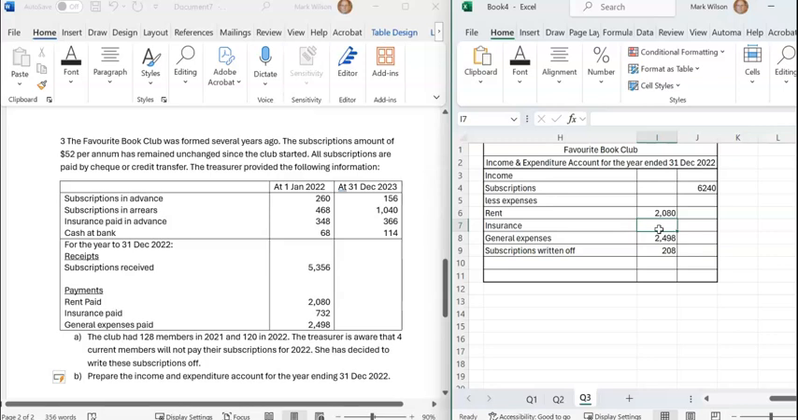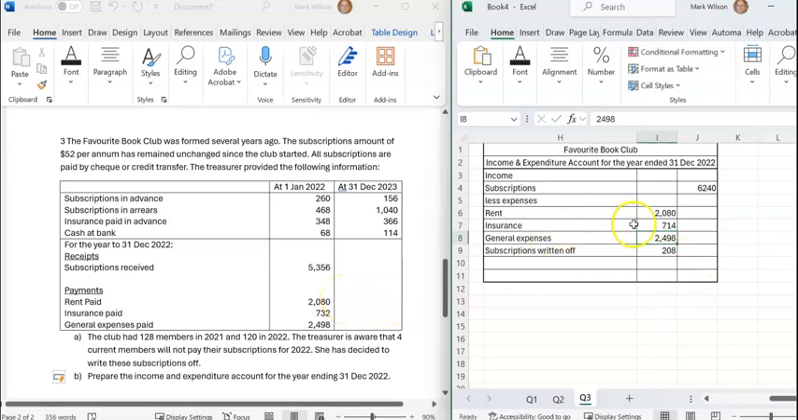So the insurance, we had paid in advance. So that was paid from last year. So it is an expense this year. So we're going to go equals 348, because that belongs this year, not last year. We're going to add what we've paid this year, which is 732. And we're going to minus what's paid in advance for next year, because it belongs to next year. So we're going to minus that 366.